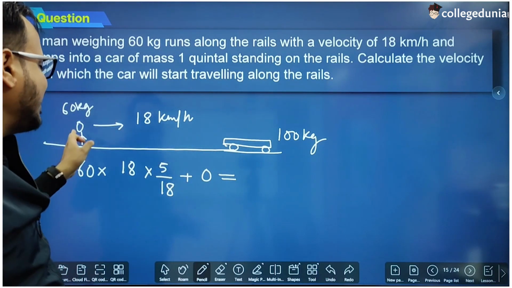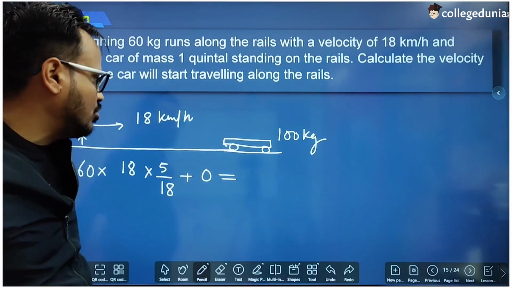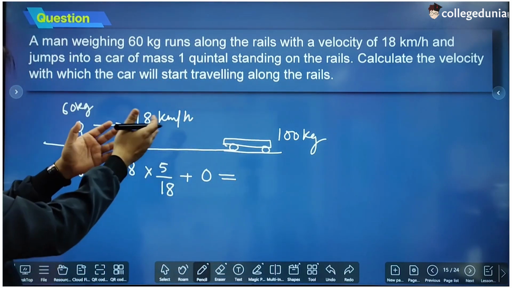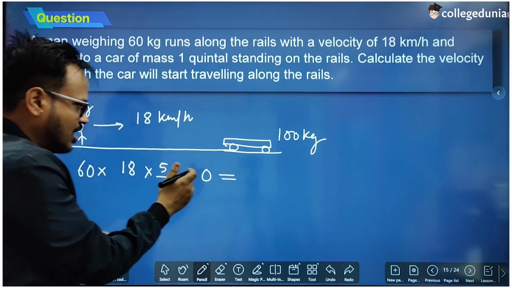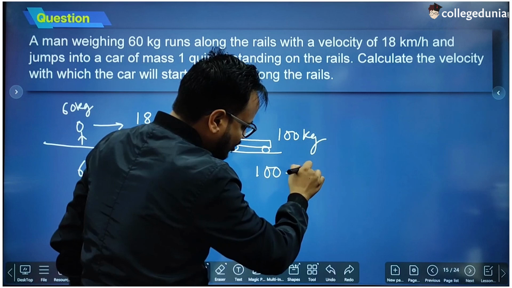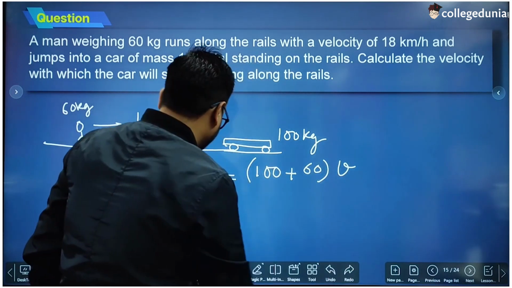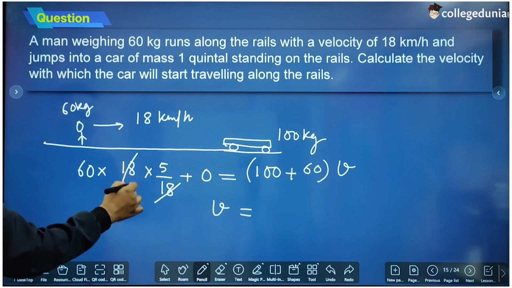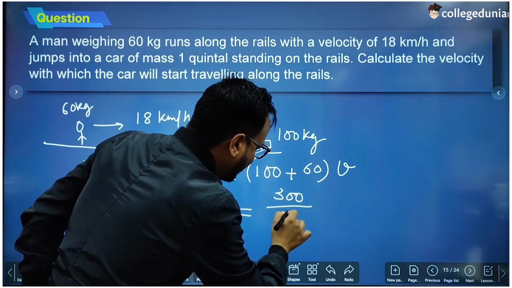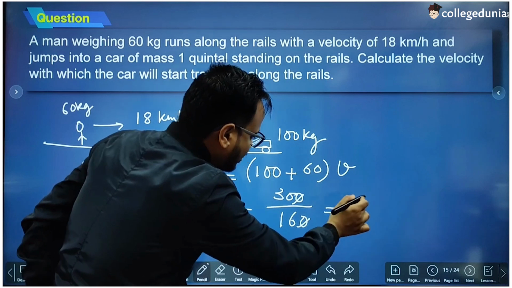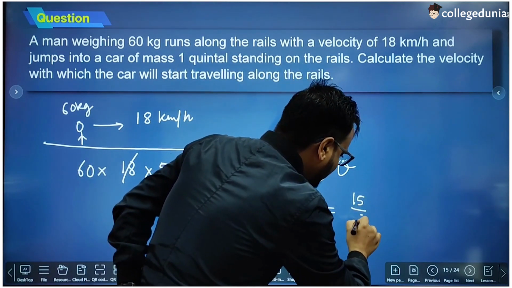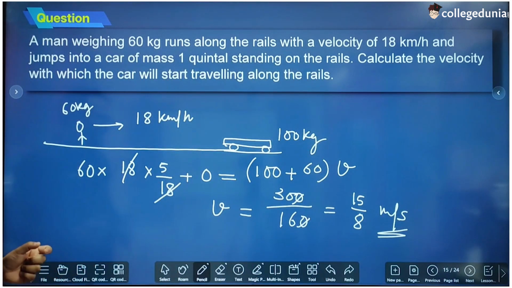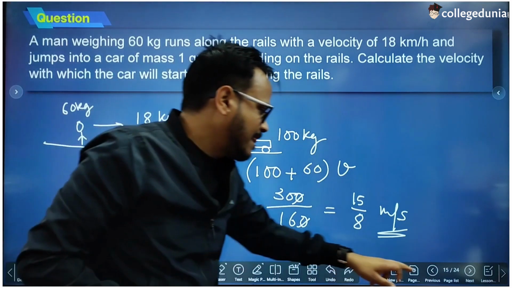Now after jumping, this man is part of the car, so they both are moving with the same velocity, right? Let's take that velocity as v. So what is the total mass of the system now? When the man is standing on the car, the total mass of the system is 100 plus 60, and the common velocity is suppose v. So the value of v is 60 into 5, that is 300, divided by 160. So the answer is 30 by 16, which is 15 by 8 meter per second. So the car will move with a small velocity of 15 by 8 meter per second. Next.